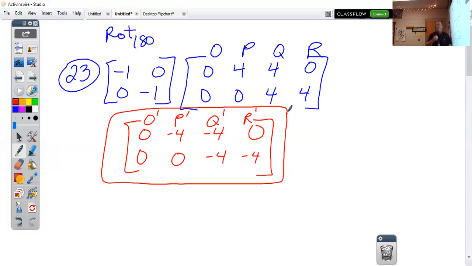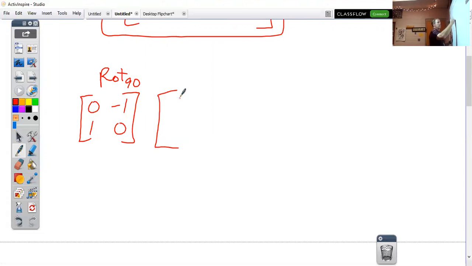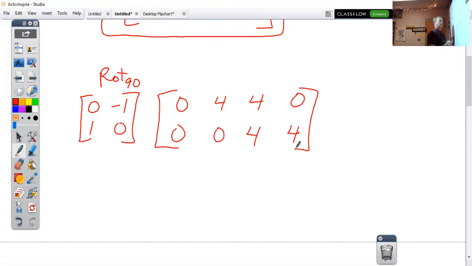And that is all there is to it, okay? If it's like 90 degrees, just flip them. Now, we're gonna do an extra one. Sorry, we're gonna do this same problem, but we're gonna pretend that it said 90 degrees because there is a trick. Okay, 23 prime. What's the 90 degree matrix? 0, -1, 1, 0. Okay, so same one, 0, 0, 4, 0, 4, 4, 0, 4.